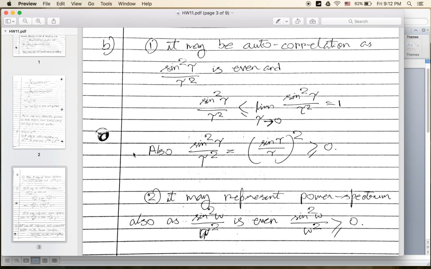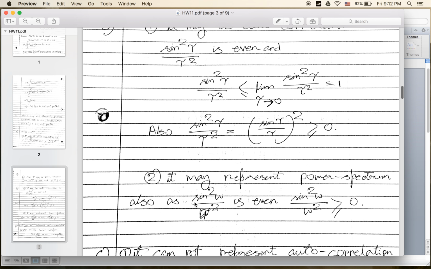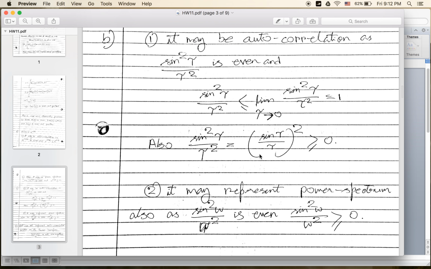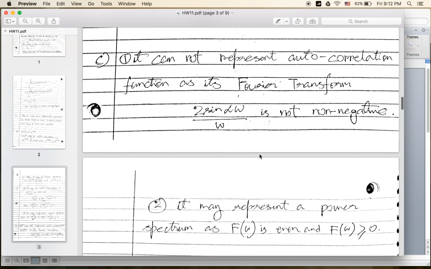Now let's look at the possibility of representing a power spectrum. If we replace tau by omega, we get sine square omega by omega square, which is of course even because it's a whole square term, and also as it is a whole square, it is always greater than or equal to 0. So we see that this may also represent a power spectral density. Now let's look at the third option.